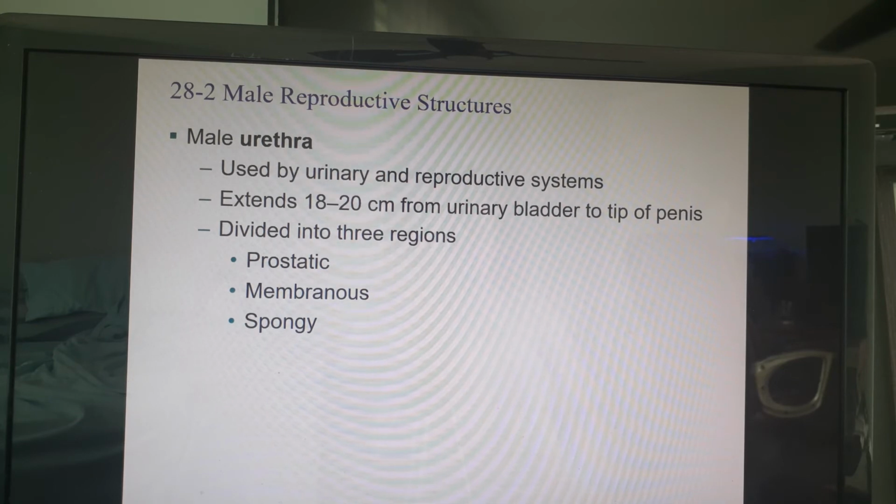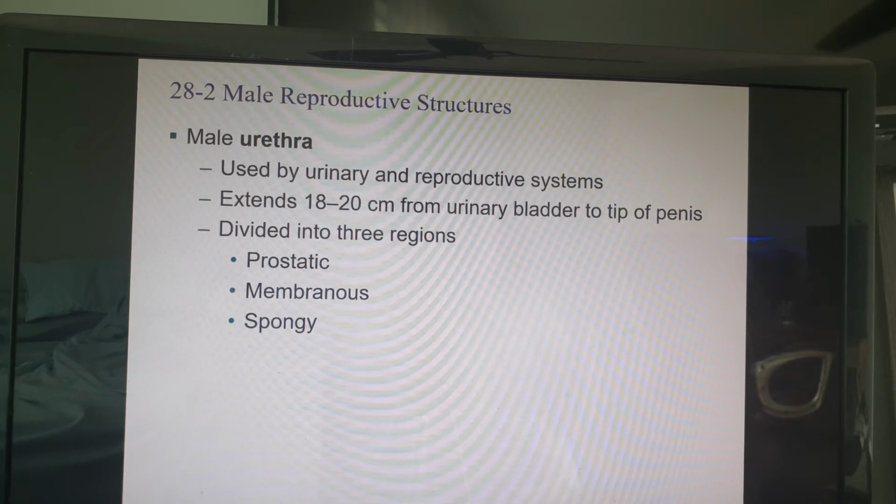So, the urethra is the same tube. We're going to take the two vas deferens. They're going to merge. They're going to come together at the level of the prostate. Okay? And then that is going to be the name of the tube from the prostate all the way through the tip of the penis: the urethra.